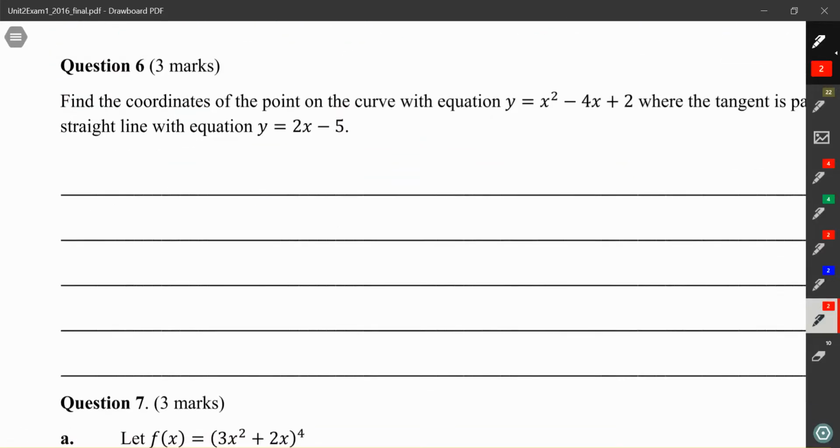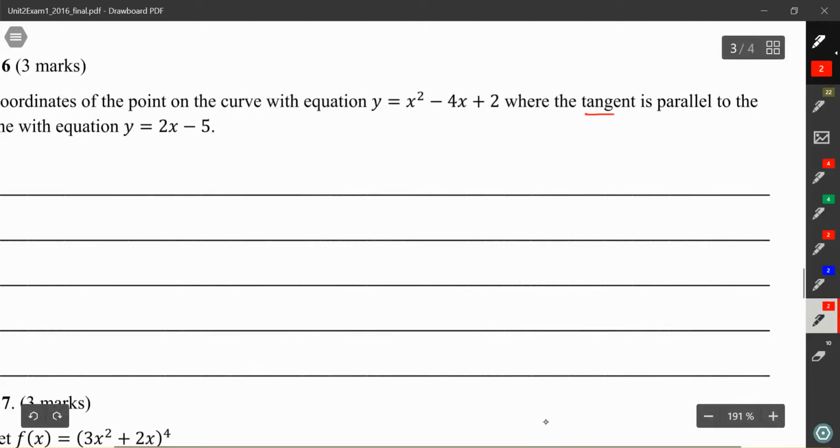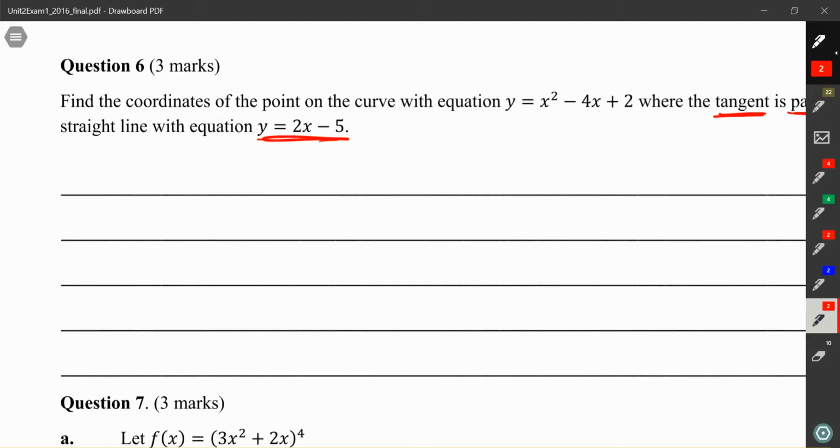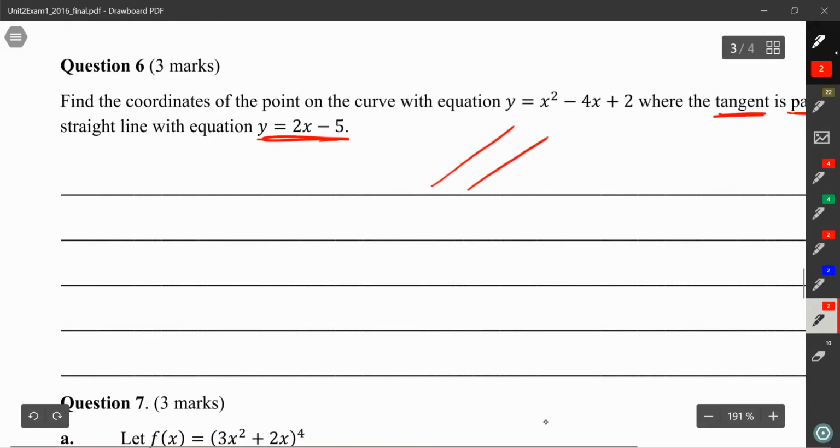Question 6. Find the coordinates of the point on the curve with the equation y equals x squared minus 4x plus 2 with a tangent that is parallel to the straight line with equation. Okay, so it's a parallel problem. What does it mean when they say it's parallel? If it's parallel, it means they have to have the same gradient. Think about it. Two straight lines, if they're parallel, they have to have the same gradient.